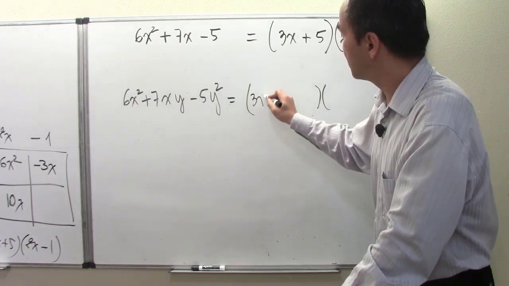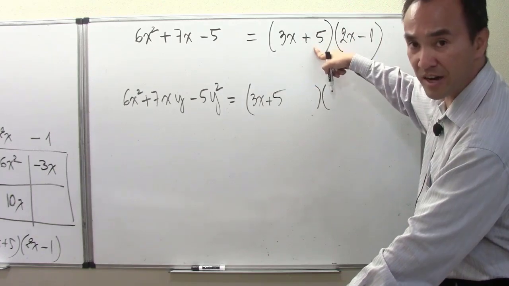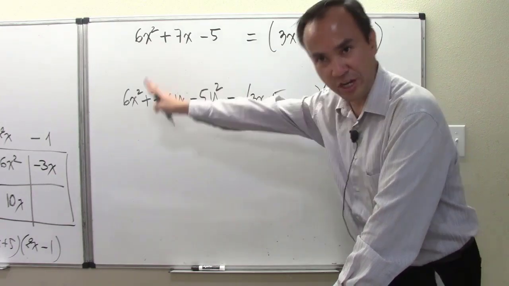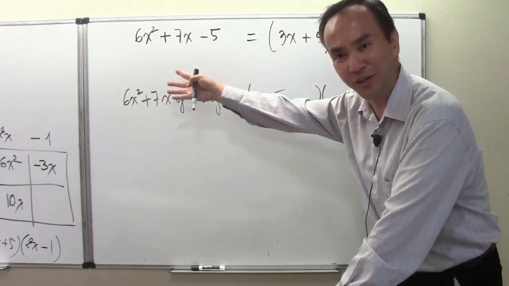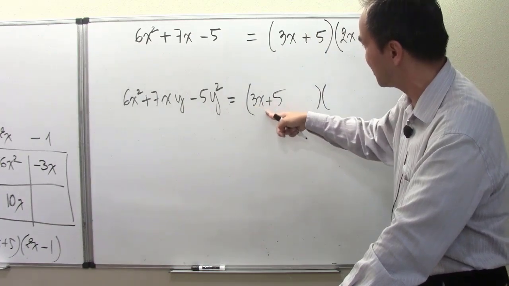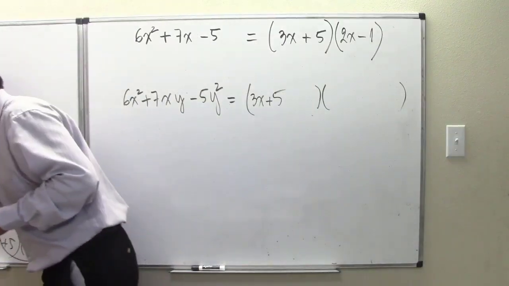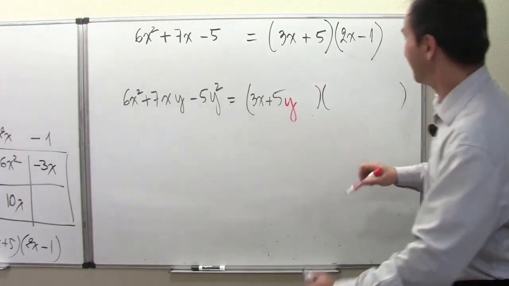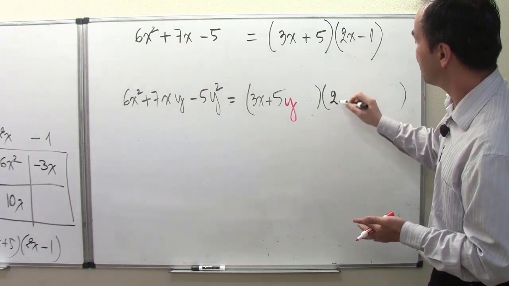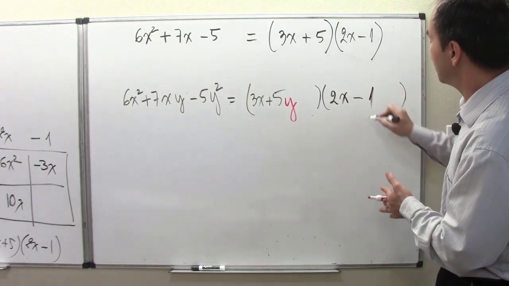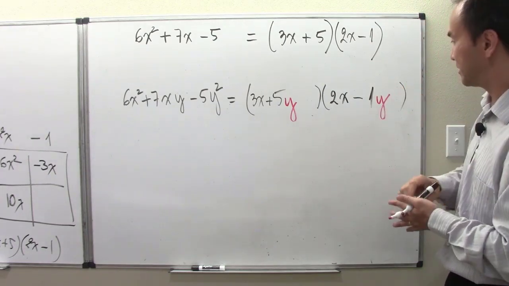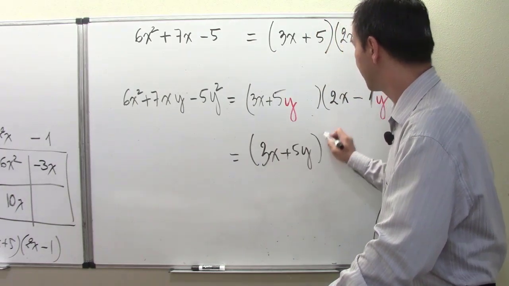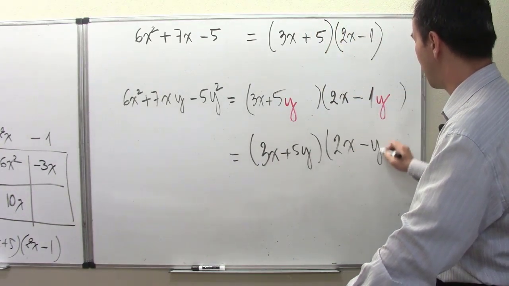There's a 3x plus 5, just like how we've done with the earlier one. 3x plus 5, but now after reintroducing, bringing back that ignored variable, the y, it's going to be 3x plus 5y here. And then here we have in product with 2x minus 1, so it's really 1y right here. So in the end, our final product is 3x plus 5y times 2x minus y.